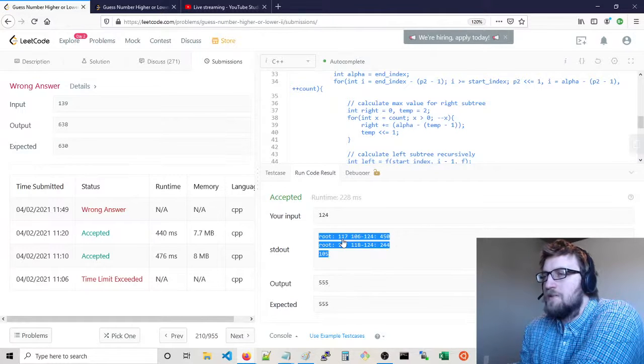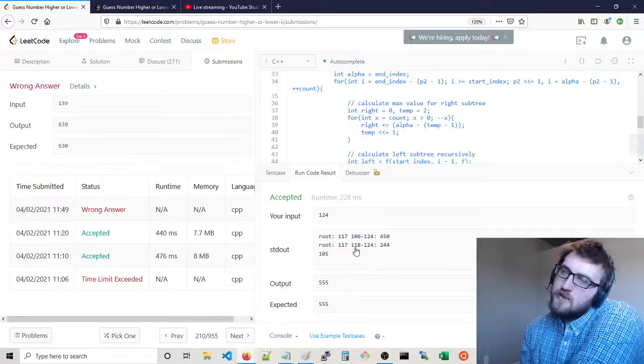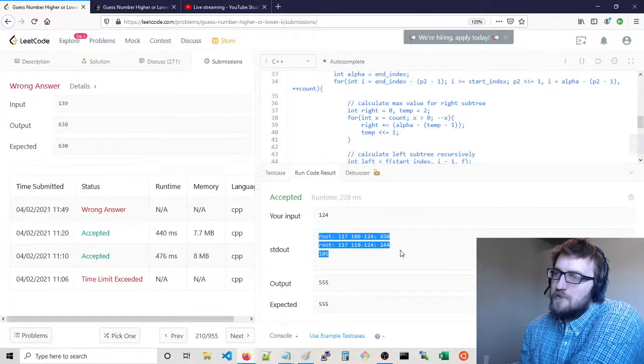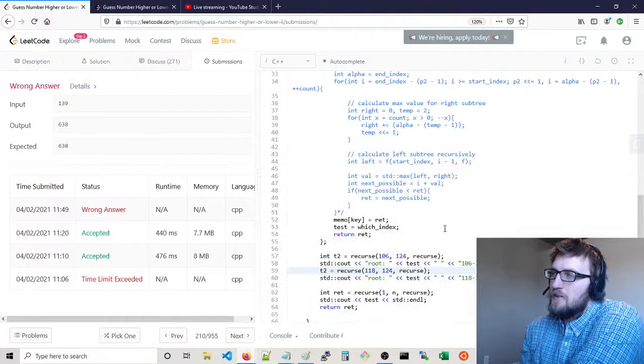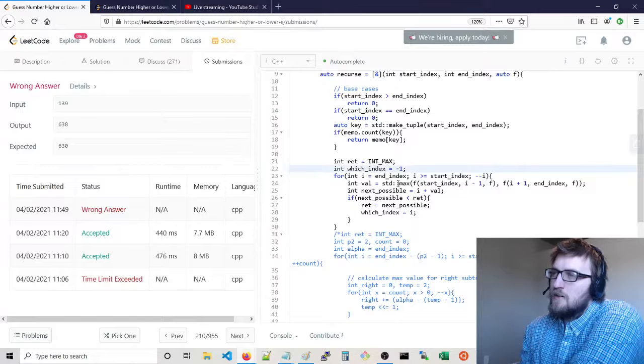106 to 124, the root is 117. 118 to 124. The root is 117 again? Huh? That's really confusing. What?